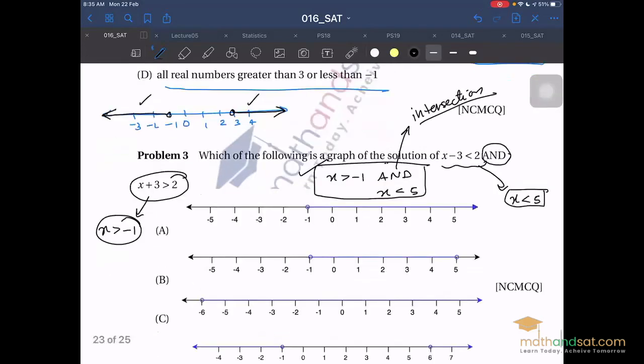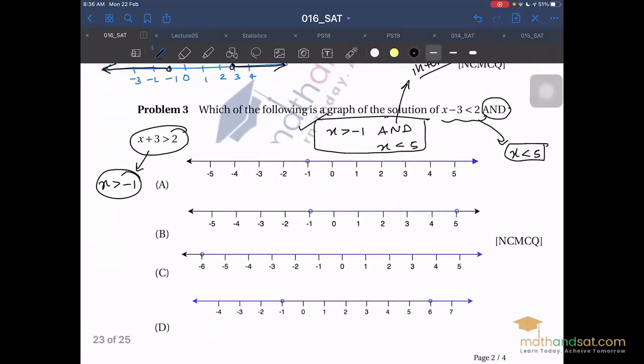From the graph, tell me what is the solution? The number x has to be greater than -1 and less than 5 at the same time. -1 and 5 are not included, so you put a hole at -1 and 5. B is the answer. Option B is the right answer because it has to be greater than -1 and less than 5.